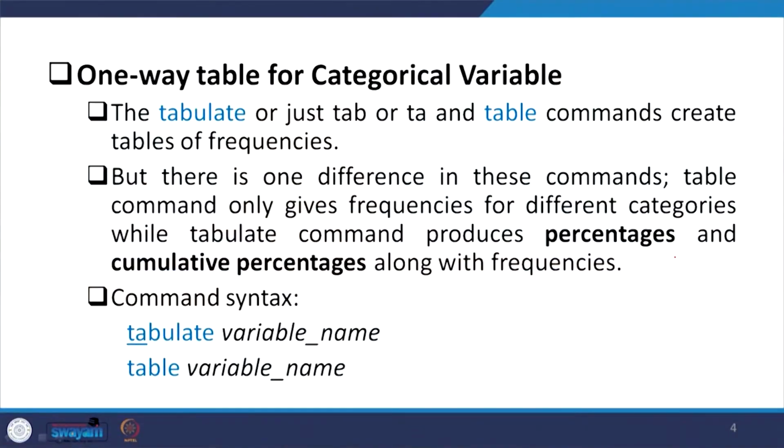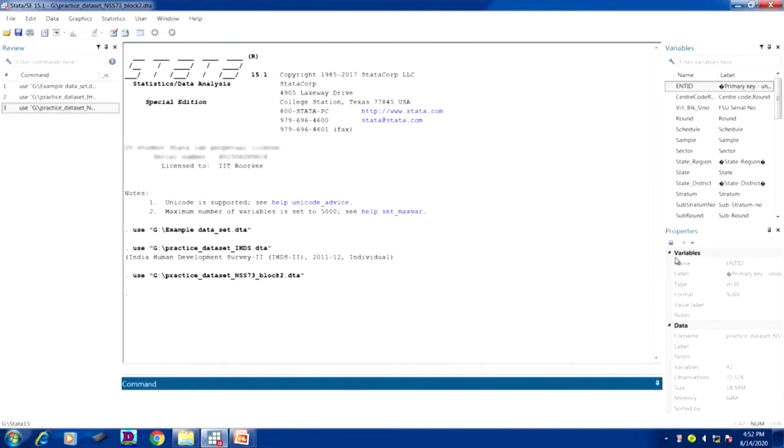The table command only gives frequencies for different categories, while the tabulate command produces percentages as well as cumulative percentages along with their respective frequencies. So, the command syntax here is tabulate or table. We are going to operate these two here as well.